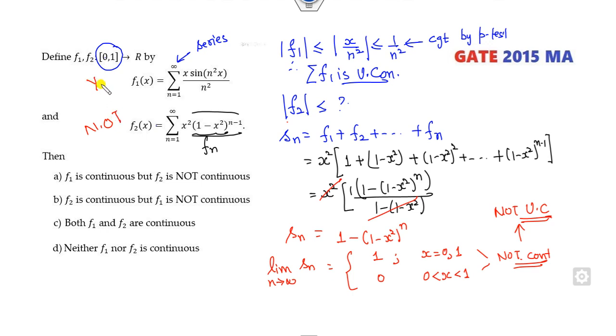It is not, but this is yes. So F1 is continuous, but F2 is not. Both cancel. So the right answer is A, the correct option of this example.